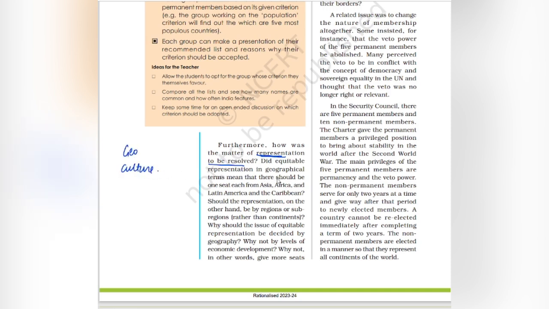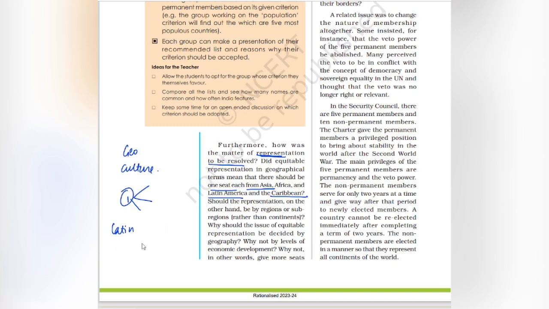Did equitable representation in geographical terms mean that there should be one seat each for Asia, Africa, Latin America, and Caribbean? If you are saying there should be proper or equitable representation, does that mean that from every continent there should be one country? But if that is true, then already two or three countries from the European subcontinent are a part of the Security Council, right? And from Latin America there is no one, right?